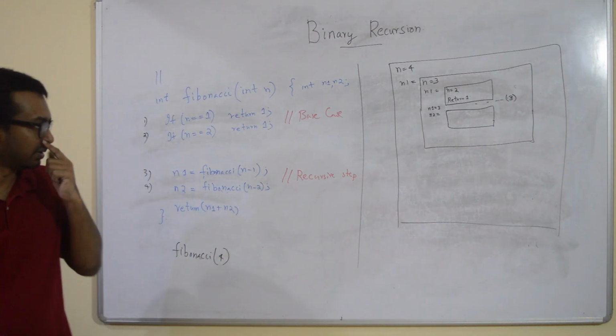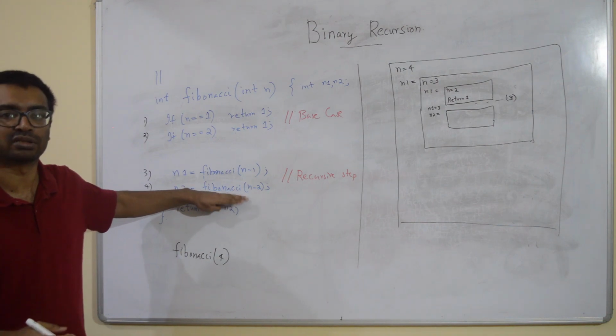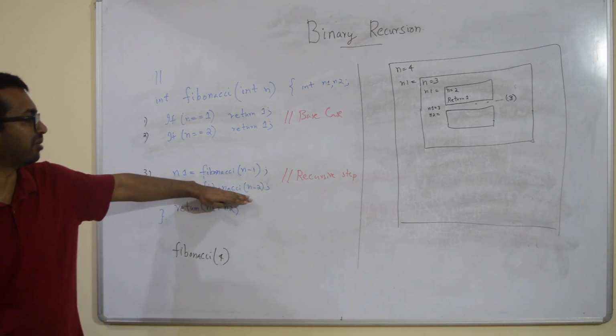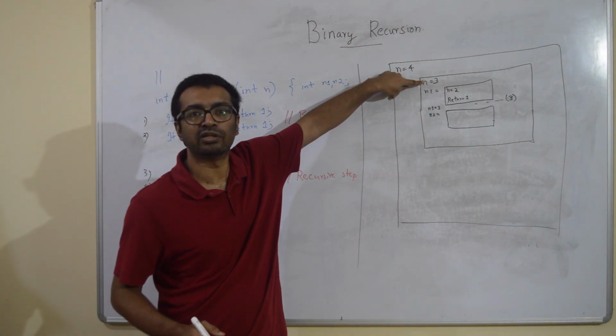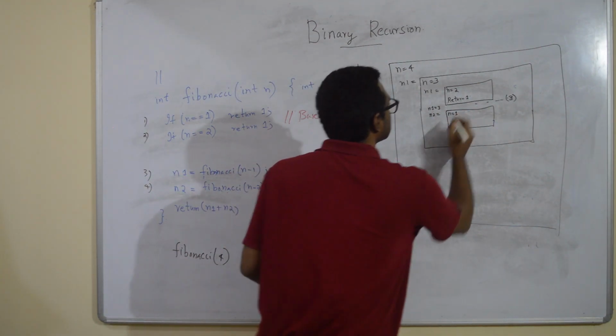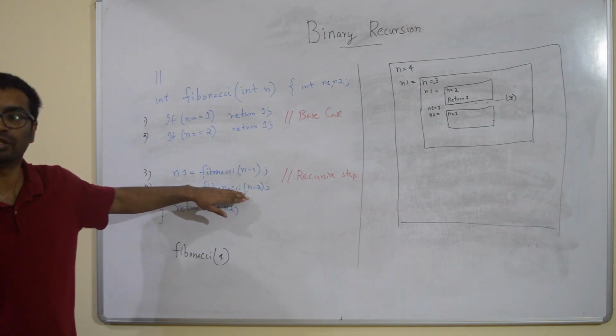And for n2 to get executed, you need the return for this block, Fibonacci n minus 2. What is the value of n minus 2 now? We know n is equal to 3. What is n minus 2? 3 minus 2, 1. Okay, so it's n is equal to 1, and I am going to call this Fibonacci 1.